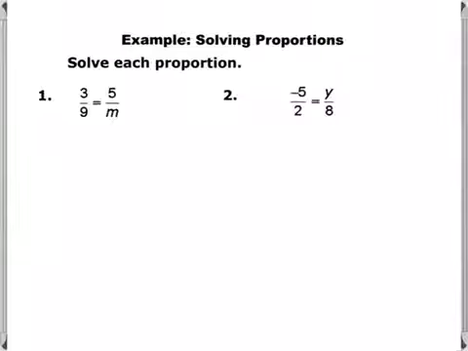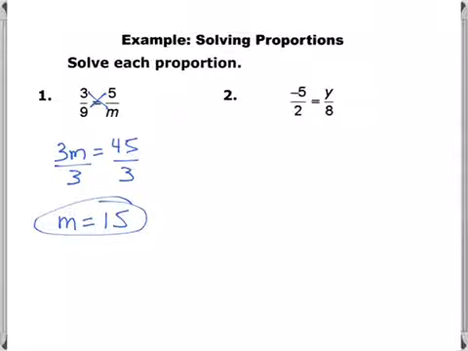These are our first two examples. In example 1, we have 3 over 9 equals 5 over m. So we're going to cross multiply. And when we cross multiply, we get 3 times m equals 9 times 5, which is 45. And now we're going to divide by 3 in order to solve for m. And we should get m to equal 15.